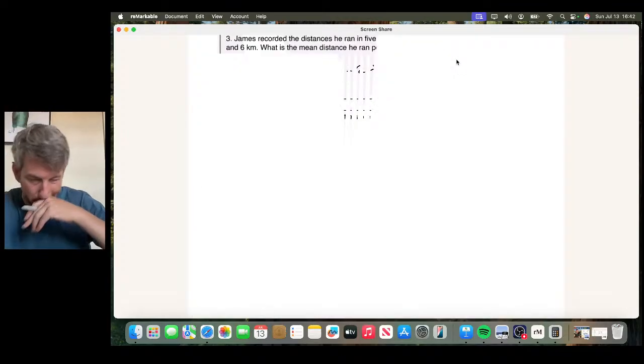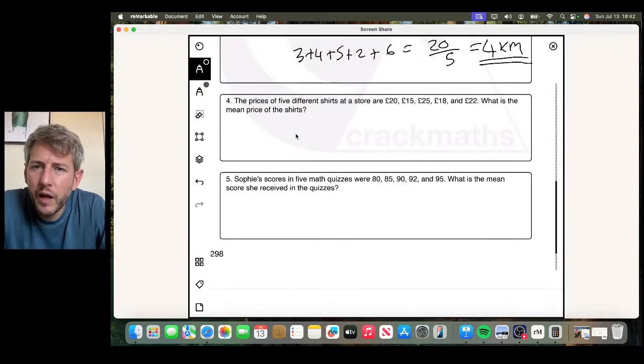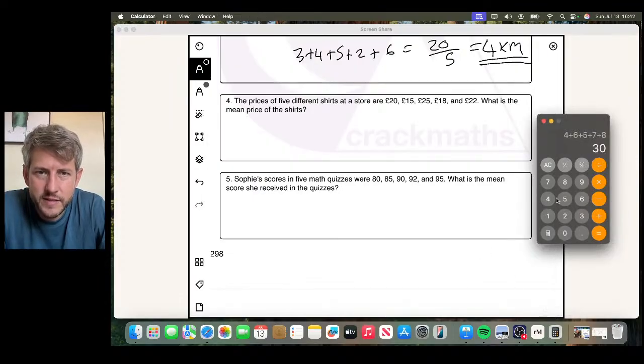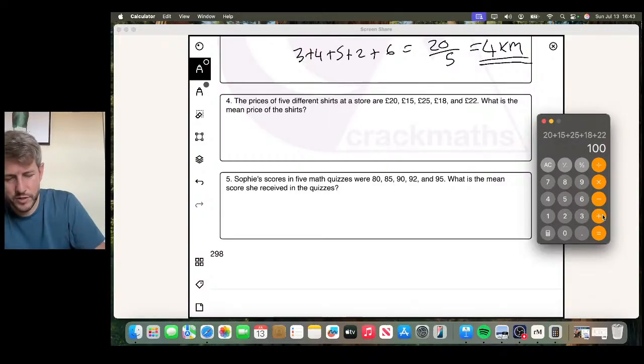Right, here we go, we've got large numbers this time. So let's just add these together. We've got 20, add 15, add 25, add 18, add 22. That equals 100, divided by 5 will be £20.